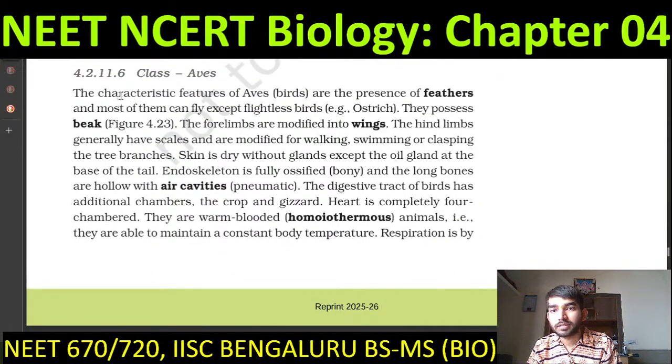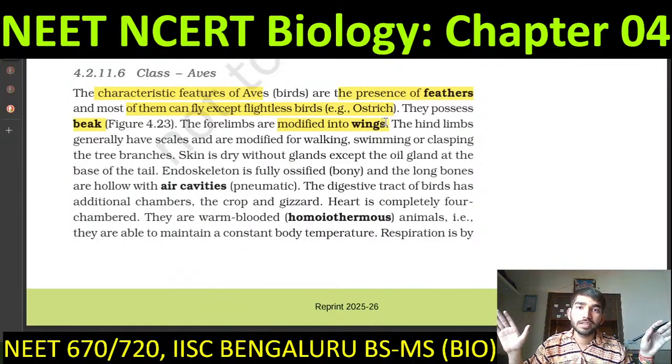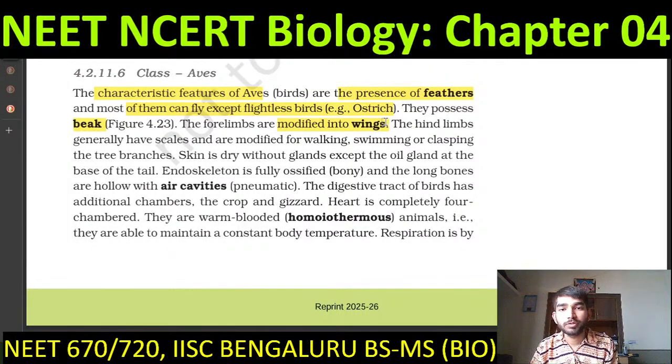Then comes the next class, which is aves. The characteristic feature of aves is the presence of feathers. Most of them can fly, except the flightless birds like ostrich. So ostrich is an example which cannot fly. They possess a beak, and the forelimbs are modified into wings. So their forelimbs are converted into wings, but their hind limbs still stay as walking locomotory organs.